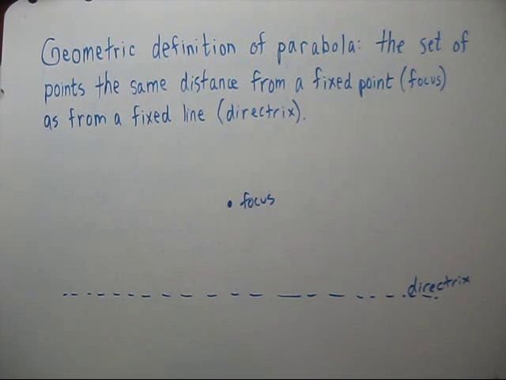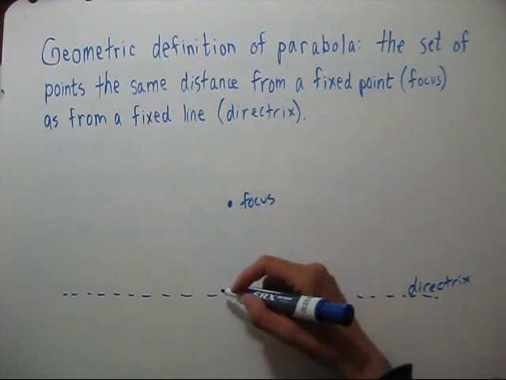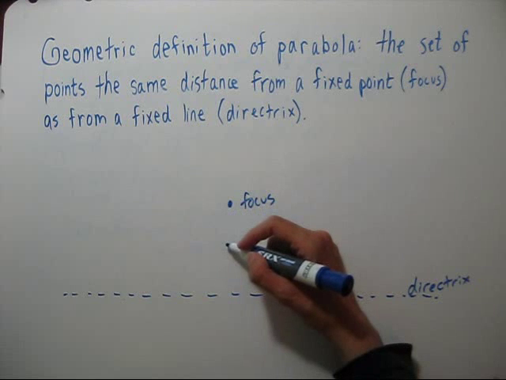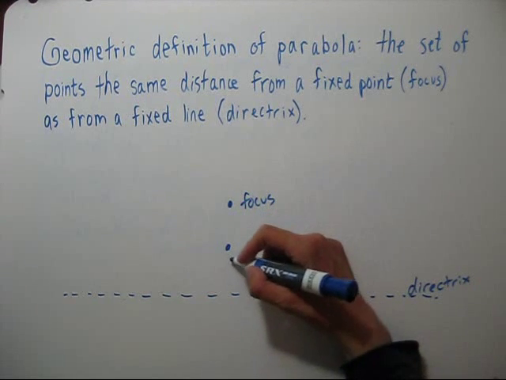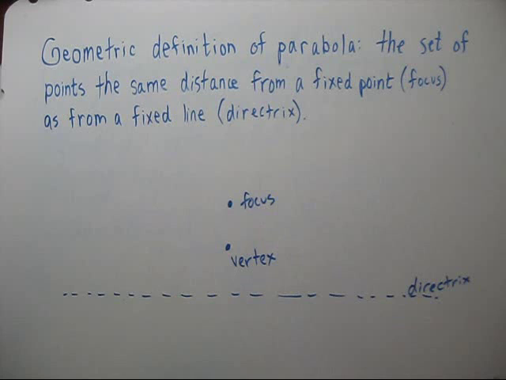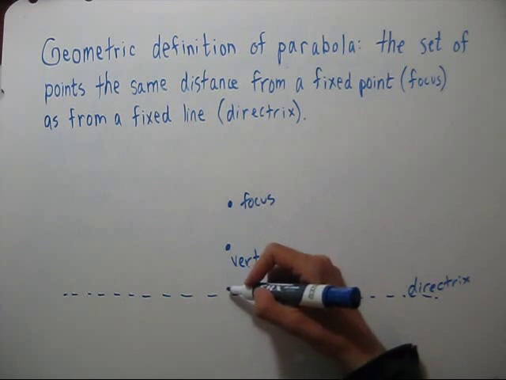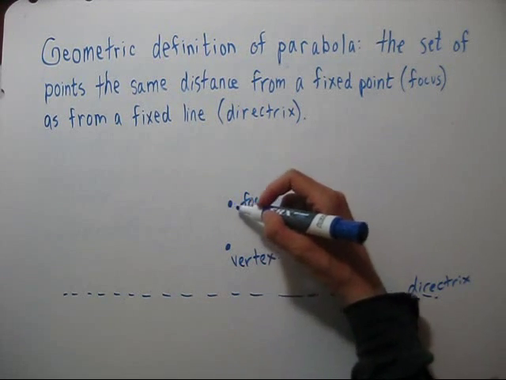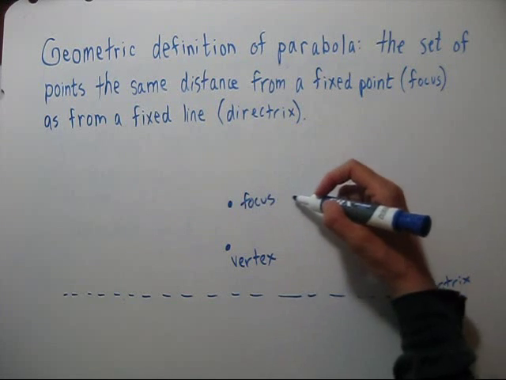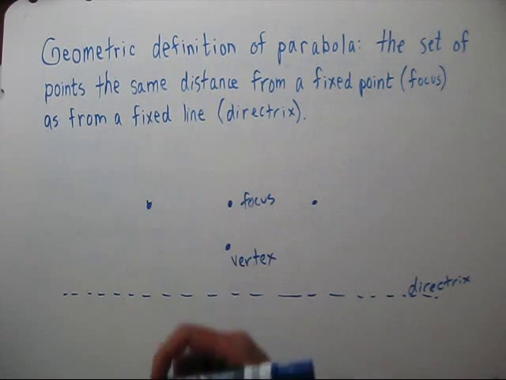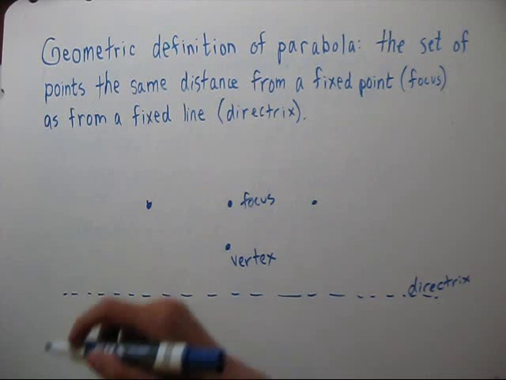Well, there's one point that would be the same distance that we could see right off the bat, and that would be halfway between here. And this point is called the vertex. Also, let's take the distance from the focus to the line, go out and form a square, or this way too. Those both satisfy the definition.